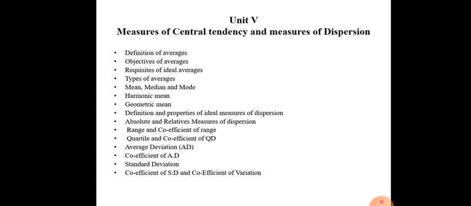As well as the average deviation is there, and the coefficient of average deviation. Next, standard deviation is there, coefficient of standard deviation and coefficient of variation. All these things we have to cover under the measures of central tendency and the measures of dispersion. These two units are related to statistics, and this statistical part will be covered by me only. I will try my best to teach you in a simple way, in simple language for understanding purposes.